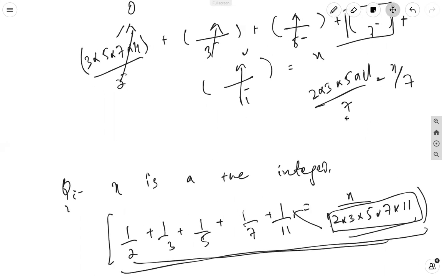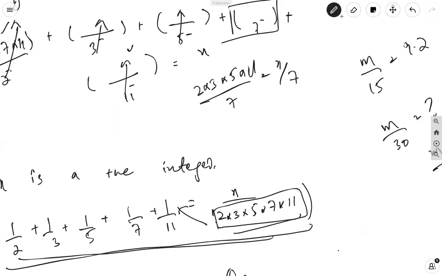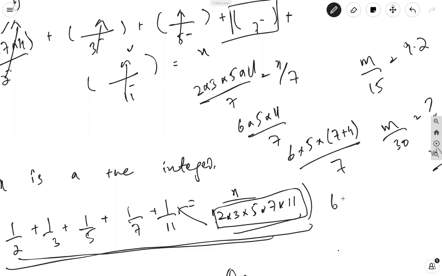Now just quickly solve this. We have 2 into 3 into 5 into 11. So 2 into 3 is 6. 6 into 5 into 11 over 7. Okay, so we can also write this as 6 into 5 into 7 plus 4 over 7, right? So this will become 6 into 5 into 4 divided by 7.